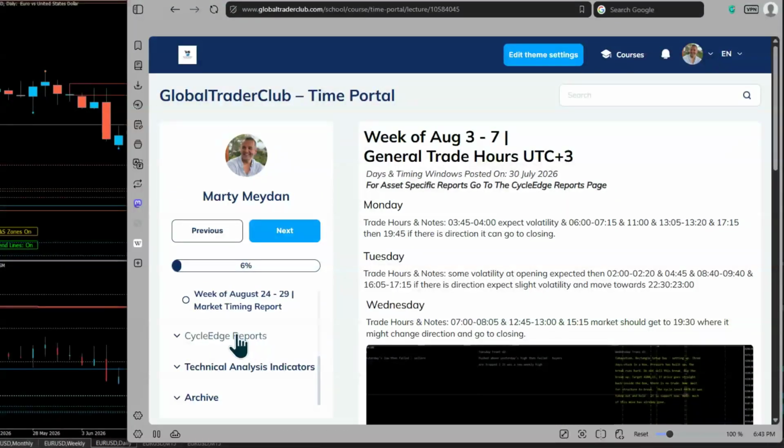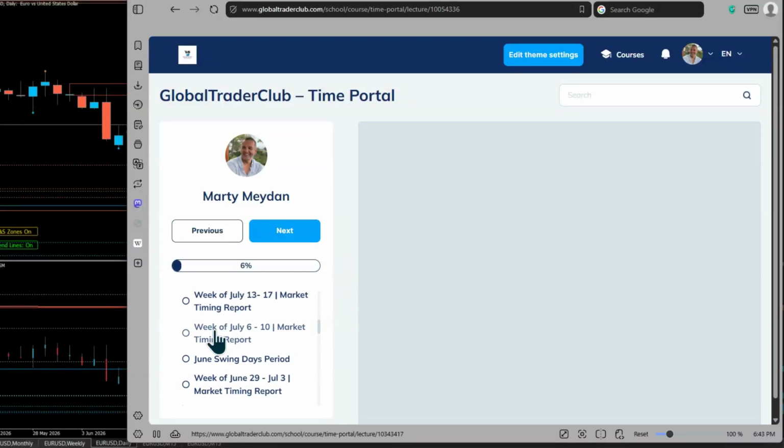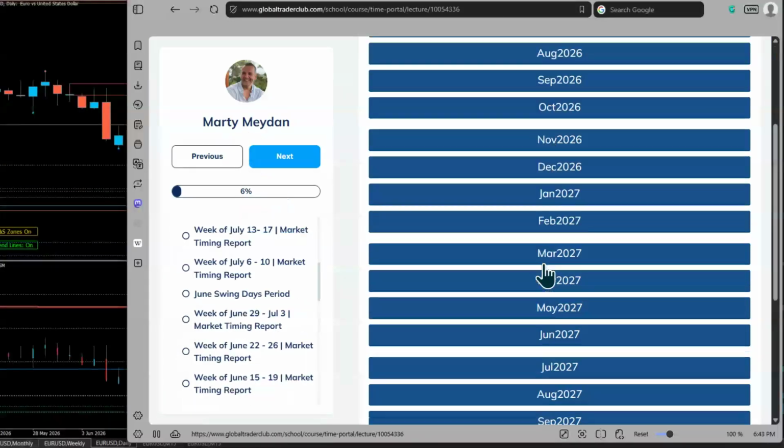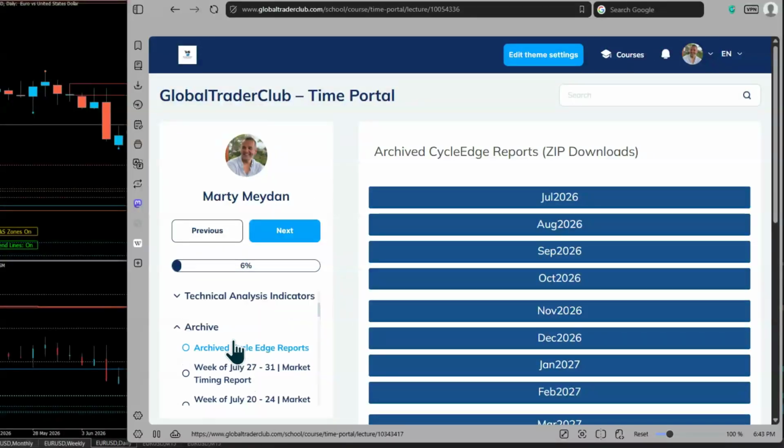Remember, your cycle edge reports are here. And I've done a special archive for cycle edge reports in the archive section. So whenever a month is over, you'll be able to download it here. You just click here and you'll download. August isn't done yet, obviously, but as we move forward, I will be adding all the previous months. So you can just download it from here.